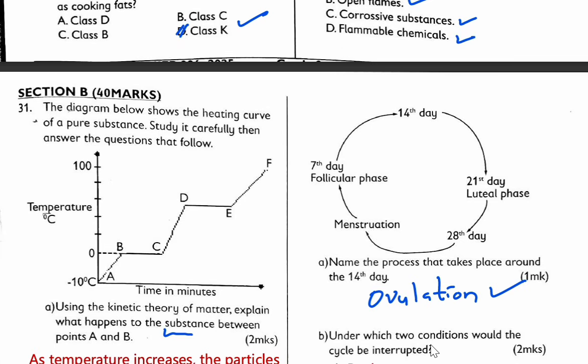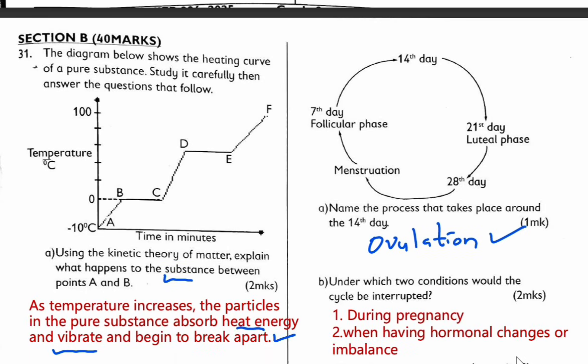Part B. Under which 2 conditions would the cycle be interrupted? This means that for girls, instead of seeing your period on day 28, it comes early, or maybe it comes late, or maybe sometimes you miss your period. So the question is asking, under which 2 conditions will the cycle be interrupted? 2 marks. The first condition is during pregnancy. During pregnancy, the cycle is going to be interrupted, and also when having hormonal changes, or what we call hormonal imbalances. So these are the conditions under which the cycle can be interrupted.